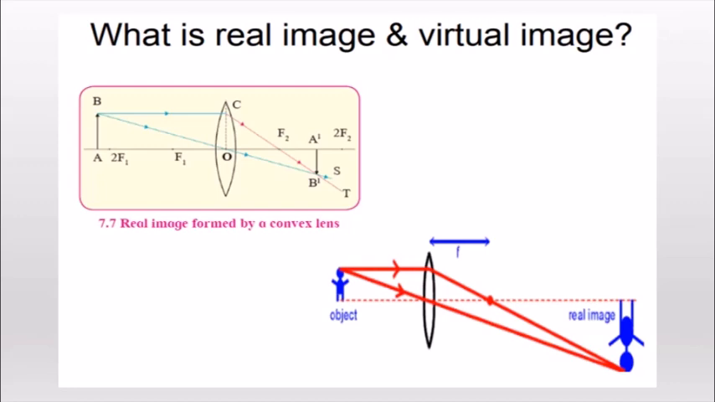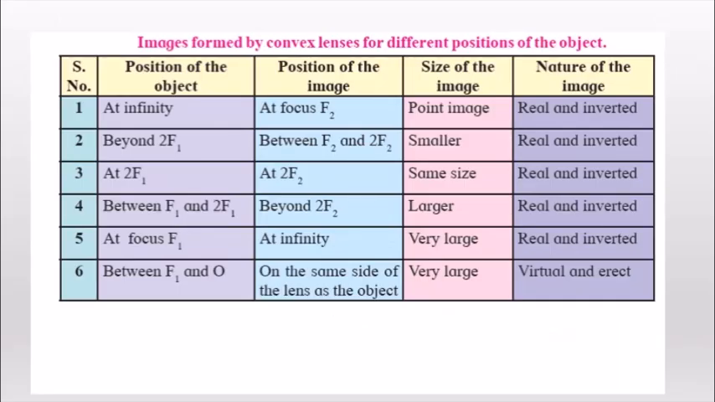Let us now look at a few of these ray diagrams, when you keep the object at different places and what type of image is formed. Here are the images formed by the convex lens for different positions of the object. For example, when you keep the object at infinity, very far away, the image will be formed at the focus, and a very minute point image will be seen. The size will be very minute. It will be real and inverted, as we talked about in the earlier slide.